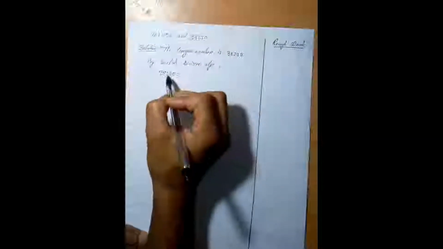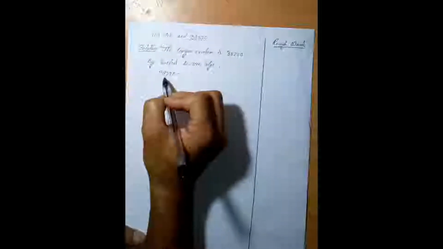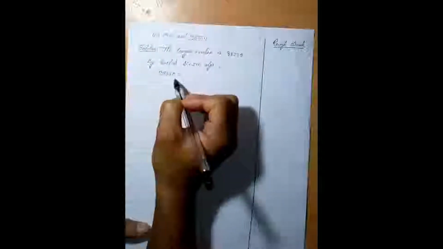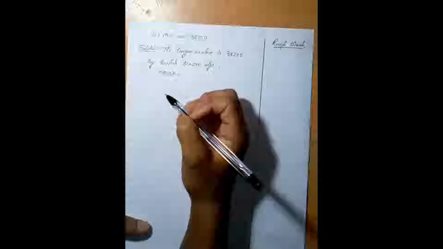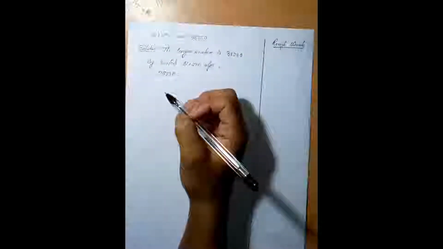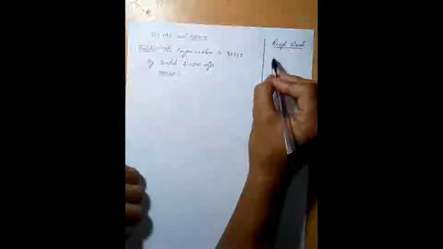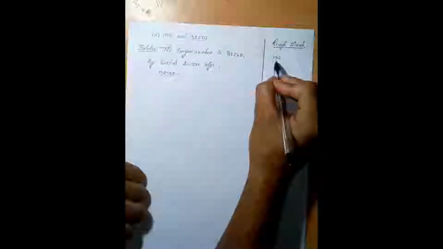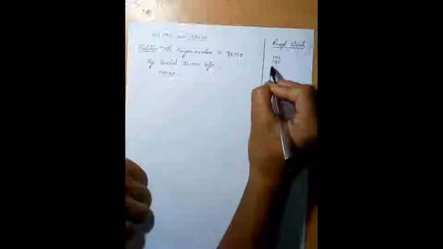38220 equals, now we need to divide this number by 196. If we divide 38,220 by 196, we will get 195. So we can check this, 196 and 195. We will get 195. So let's do it and see.